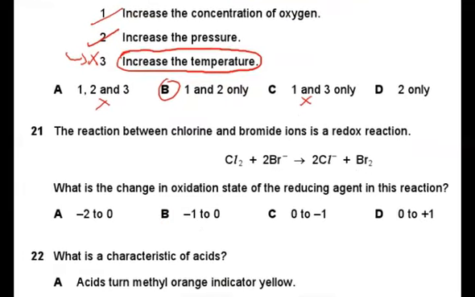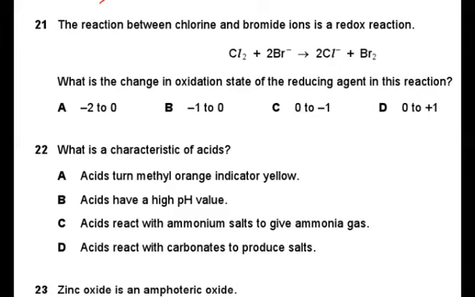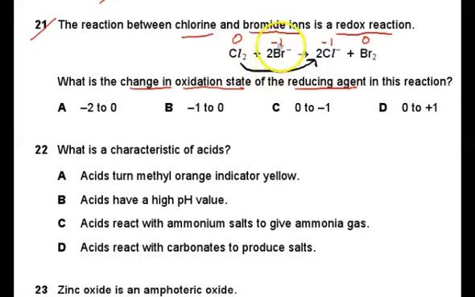Okay, now we go for question number 21. Here the reaction between chlorine and bromide ion is a redox reaction. What is the change in oxidation state of the reducing agent? The reducing agent itself will be oxidized. So let us list down all these oxidation numbers here. 0 for the atoms, negative 1, and here will be negative 1. If you look at the chlorine here, it is being reduced. So this is the oxidizing agent. So the reducing agent has a state of negative 1 to 0. So your answer here will be B.